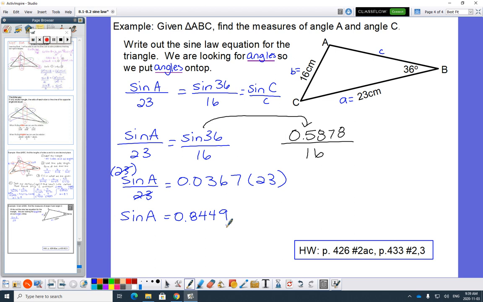Now, this does not look like a normal angle amount, yes? Don't forget that A is not isolated yet. So how do we get rid of the sine? Sine inverse. This one? Sort of, but it's a special button on your calculator. As long as you know what the special button is, then you're good.